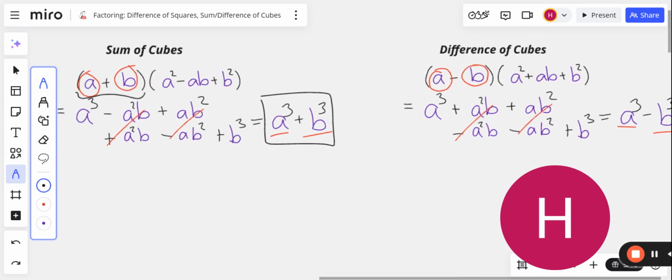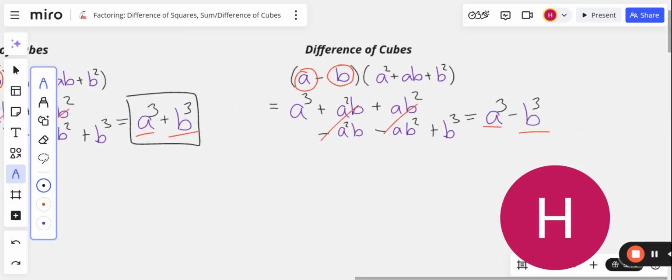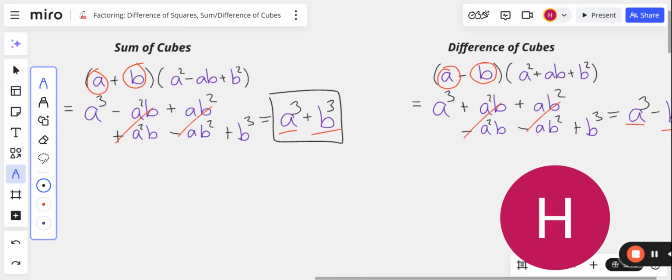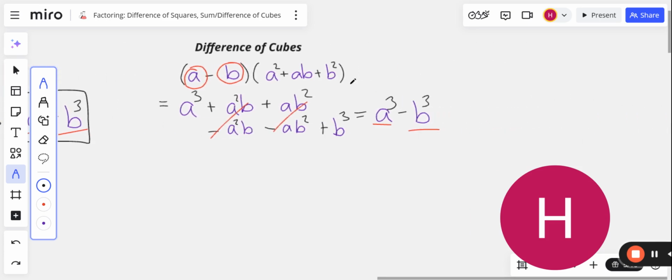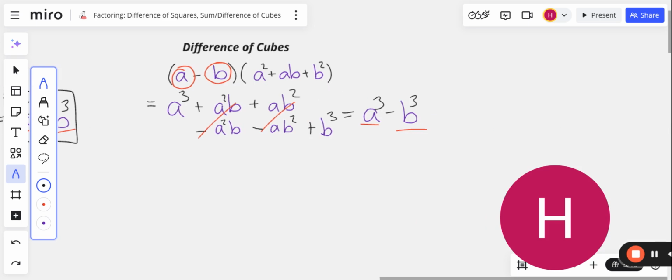We have a plus b in the sum of cubes. We have a minus b in the difference of cubes. Kind of makes sense, sum and difference. Now we have the opposite symbol here. The minus is opposite of the plus. And the plus here is opposite of the minus. So those are the differences, and the outcome is also different. So in the sum of cubes, we end up with a sum of cubes. Of course, a cubed plus b cubed. Whereas in this difference of cubes, we end up with a cubed minus b cubed.